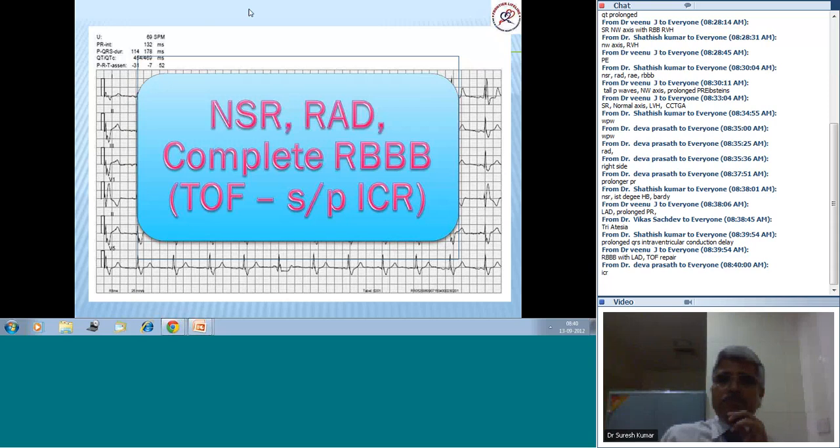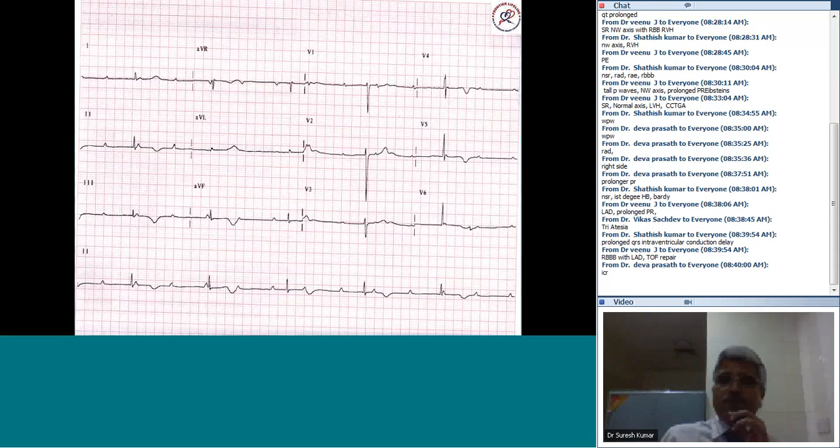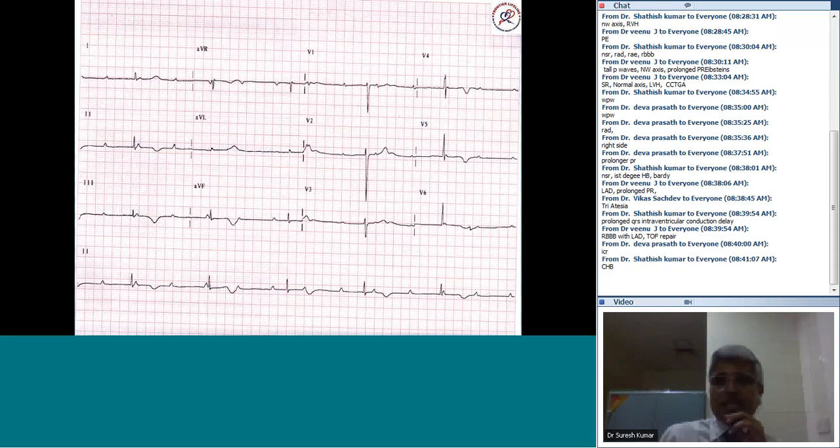It's complete heart block. Very good. Would you like to say anything more? Let me say that this is a 5-year-old child with complete heart block. Is this likely to be congenital or acquired? Congenital because it's a narrow QRS complete heart block.